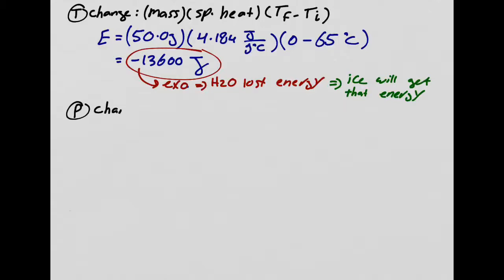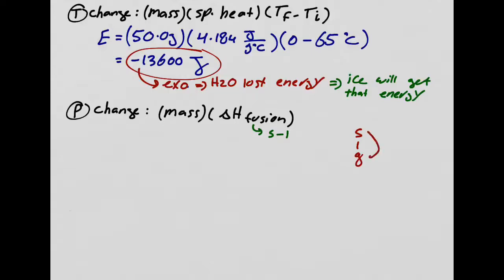So next we're going to have a phase change. The phase change is going to be mass times delta H of fusion. Why delta H of fusion? Because what is fusion again? Fusion is melting. When solid goes to liquid, that's fusion. Now, I told you guys, every time you have a phase change, I want you to write down solid, liquid, gas. You go down is positive. You go up is negative. So what we're doing, going from solid to liquid, is an endothermic reaction.